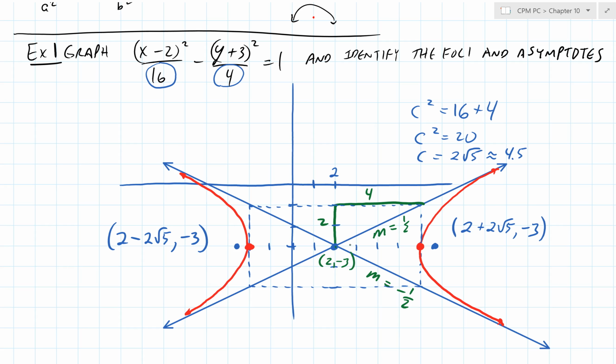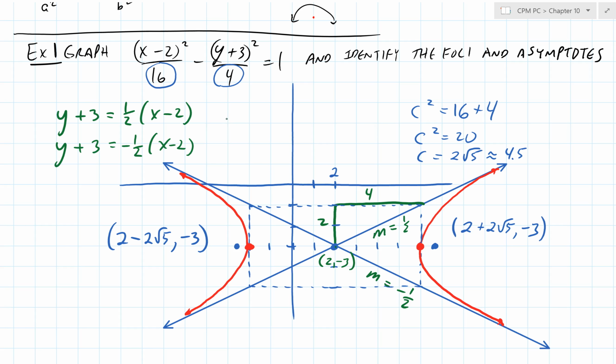So the equation of one asymptote would be y plus 3 equals 1/2 (x minus 2). That's using point-slope form. I plugged in the point (2, -3) and the slope 1/2. And then for the other one, it would be y plus 3 equals -1/2 (x minus 2).